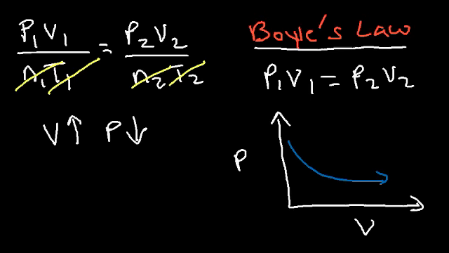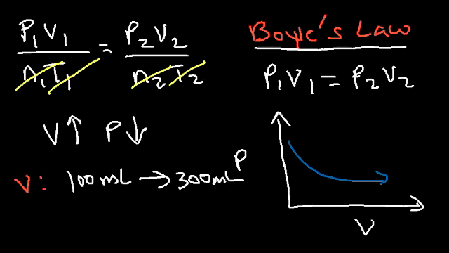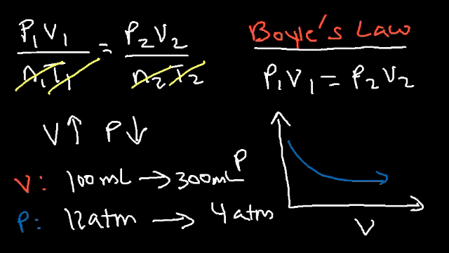So let's say the volume increased from 100 milliliters to 300 milliliters, the pressure will decrease, let's say from 12 atmospheres. It's going to decrease by a factor of 3 to 4 atmospheres. So if you multiply the volume by a factor of 3, the pressure will decrease by a factor of 3. And so they're inversely proportional.